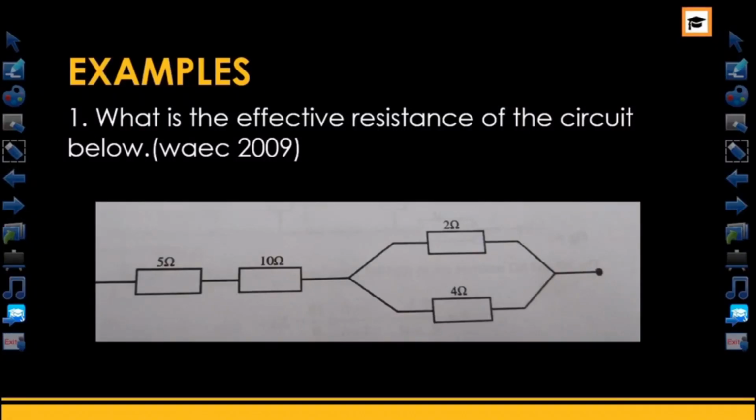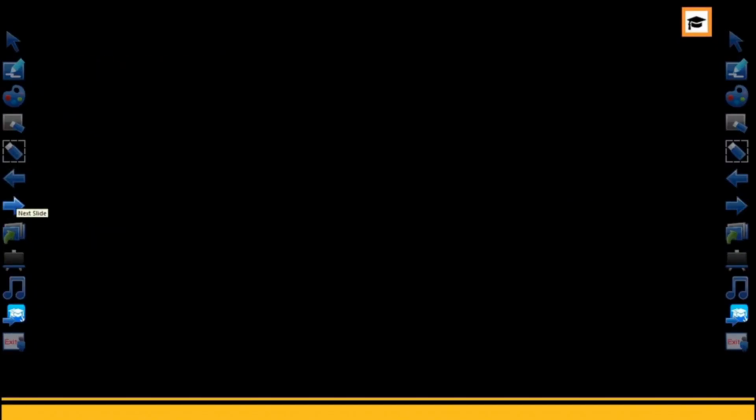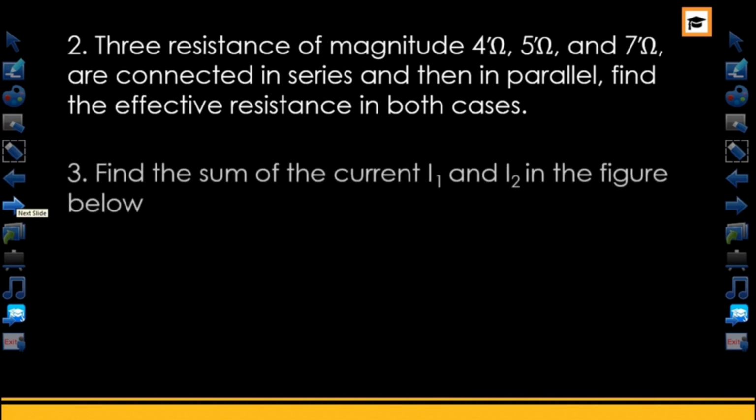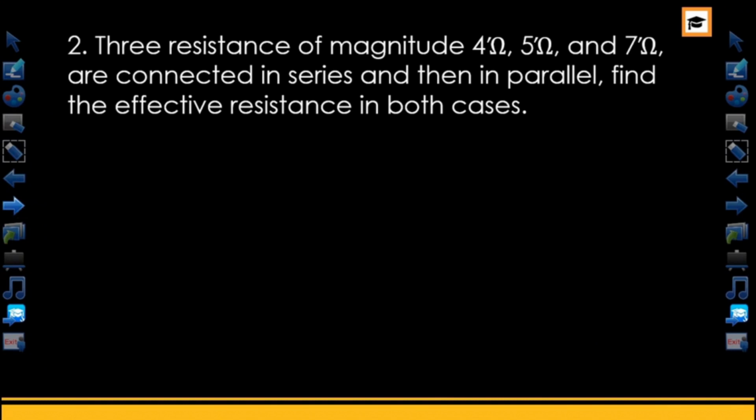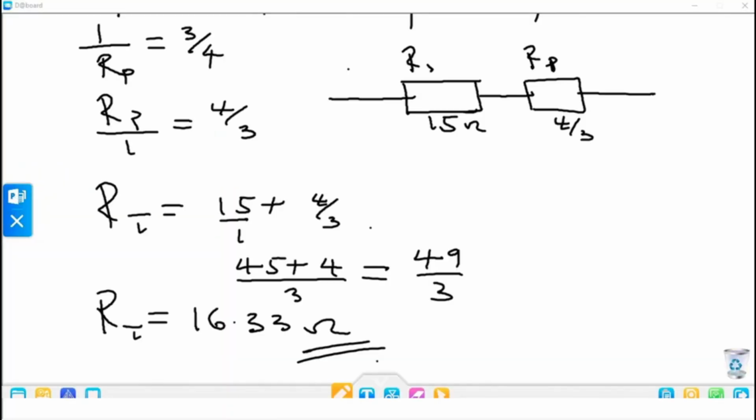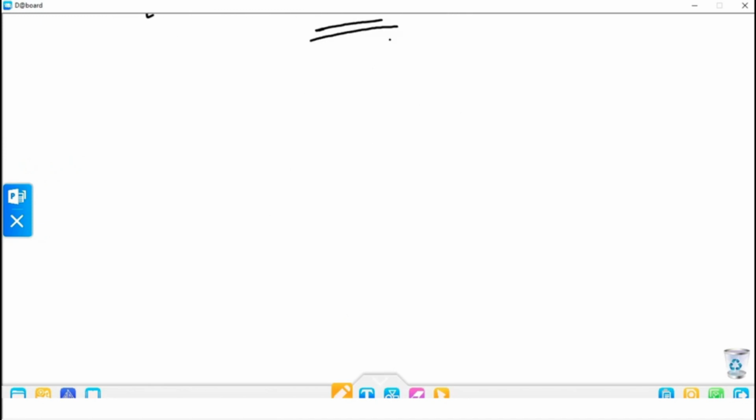Let's take a look at another example, example 2. In example 2, they said 3 resistors of magnitude 4 ohms, 5 ohms, and 7 ohms are connected in series and then in parallel. Find the effective resistance in both cases. So our solution for example 2, we have 4 ohms, we have 5 ohms, and we have 7 ohms. And they say they are connected in series and also in parallel.